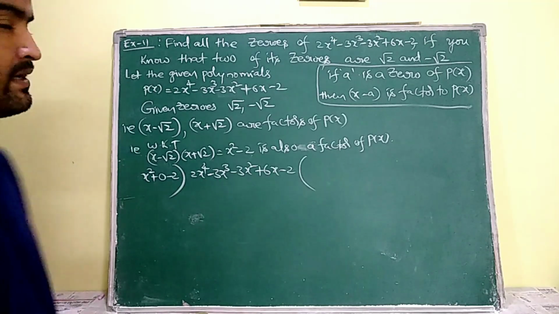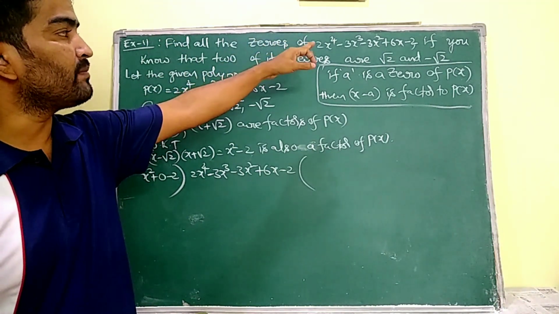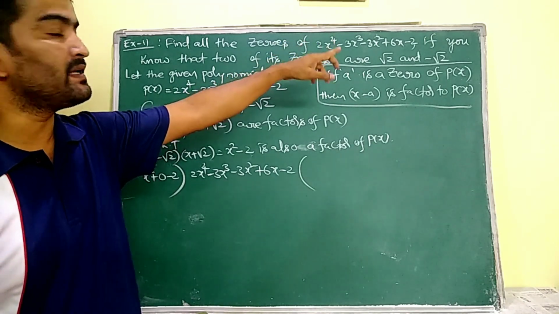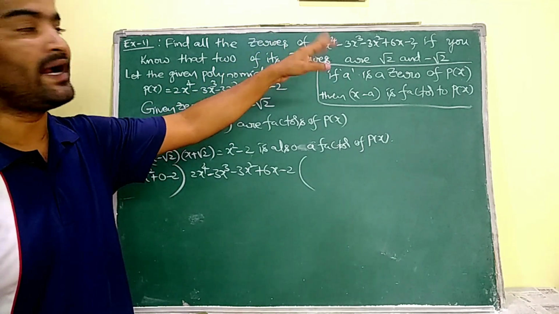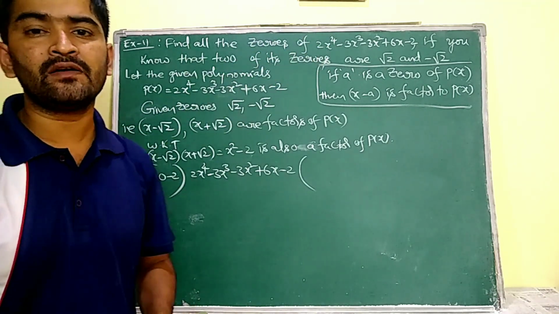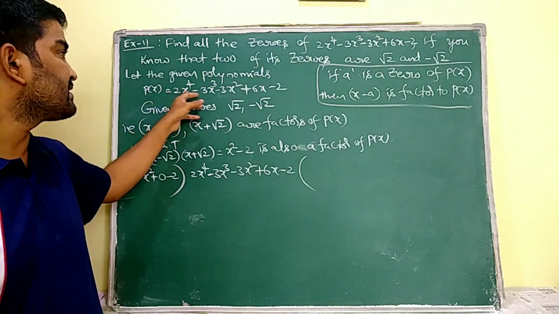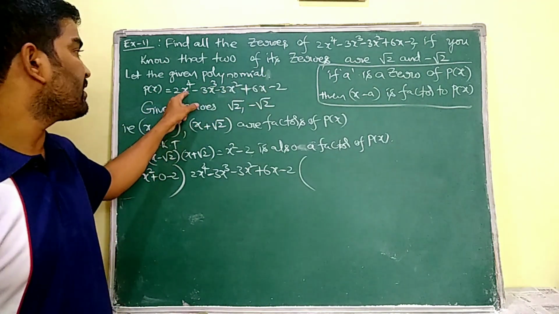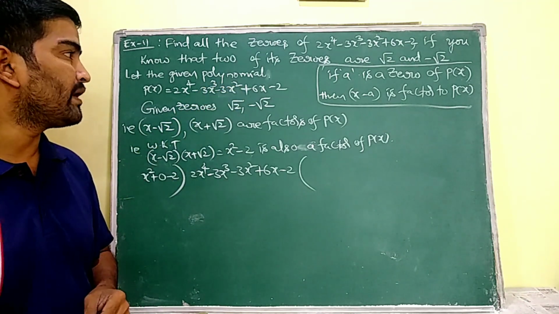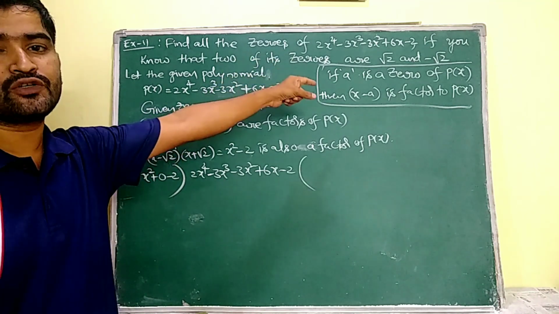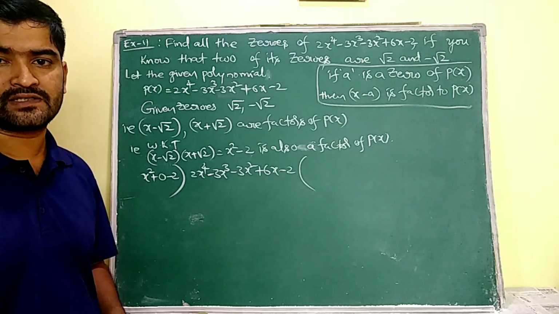Example 11. Find all the zeros of 2x power 4 minus 3x cube minus 3x square plus 6x minus 2 if you know that two of its zeros are root 2 and minus root 2. For that, firstly we have to write the given polynomial. Let the given polynomial P of x be equal to 2x power 4 minus 3x cube minus 3x square plus 6x minus 2. And he also gave two zeros, root 2 and minus root 2, so we write the given zeros.